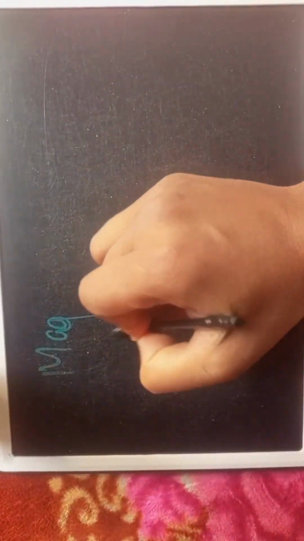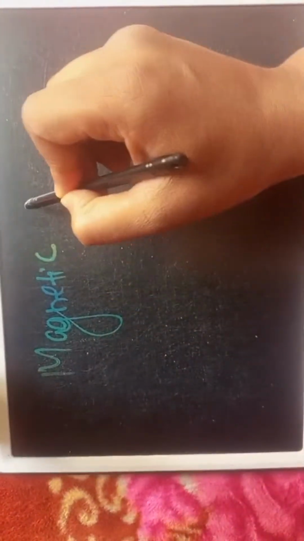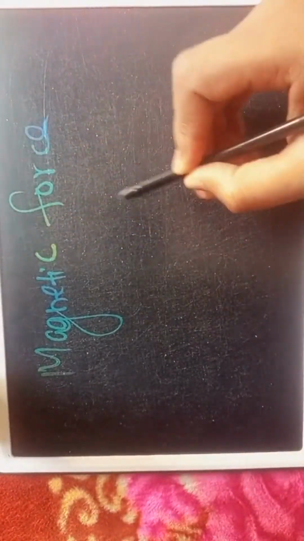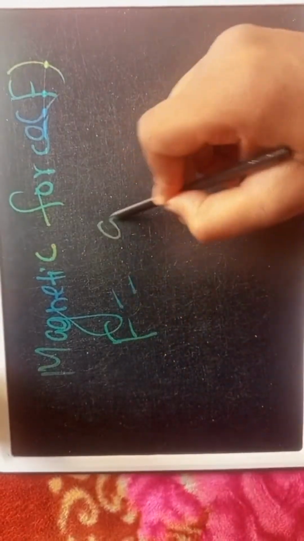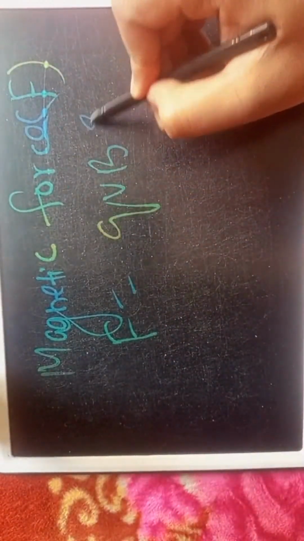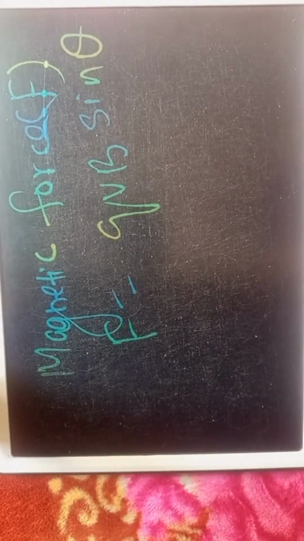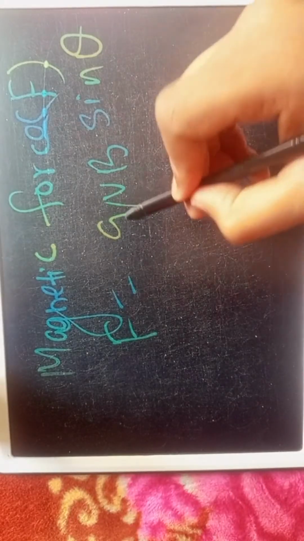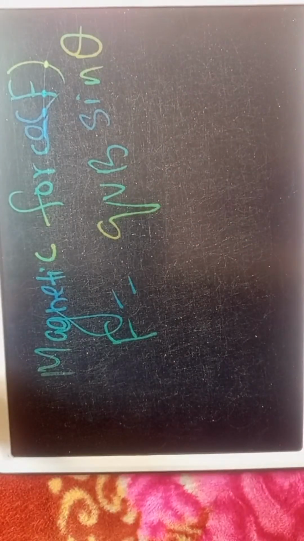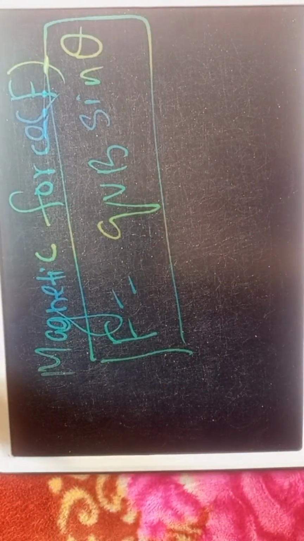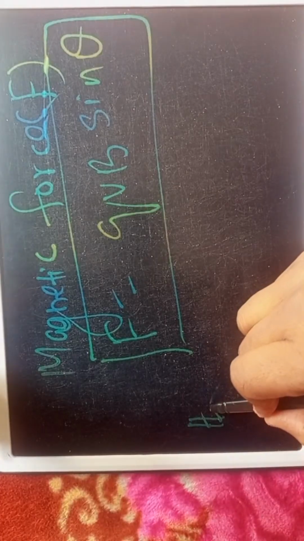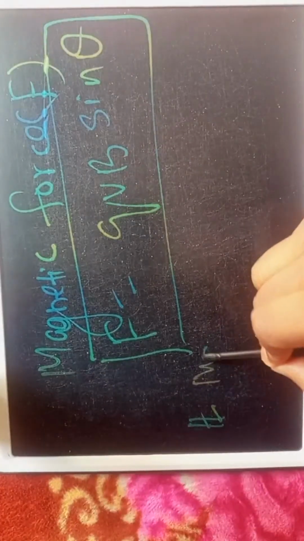Another is magnetic force. What is the formula of magnetic force? Magnetic force F is equal to QVB sin theta. Another one is magnetic flux. This is very important.